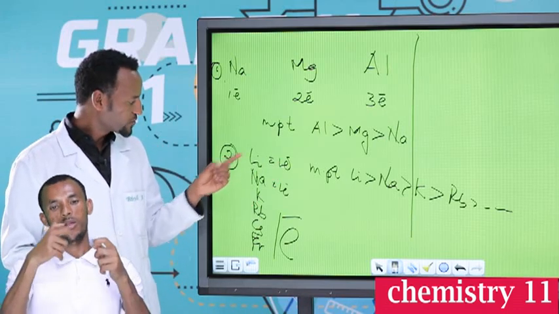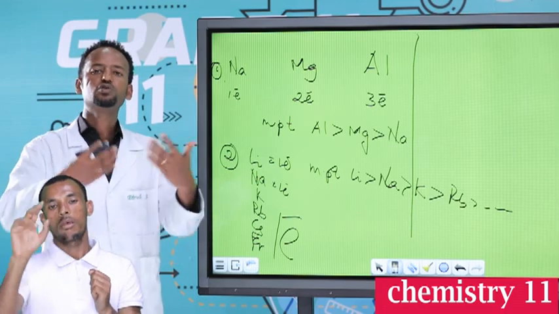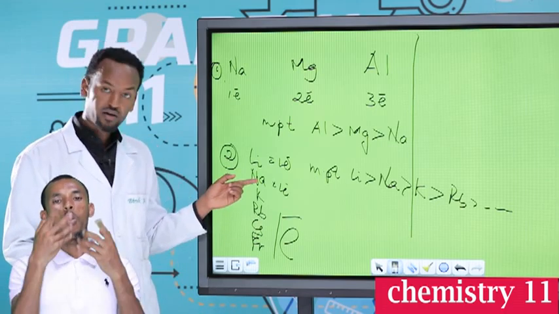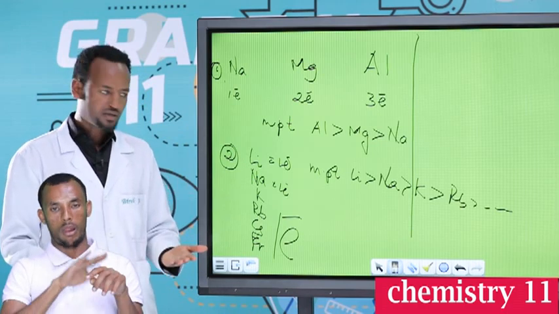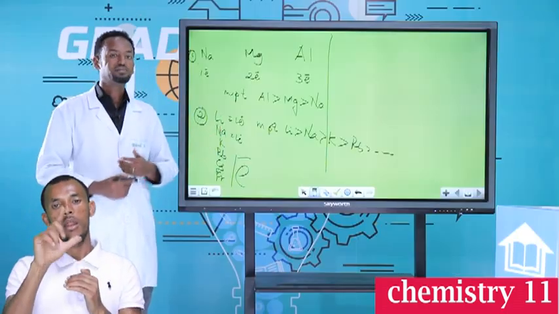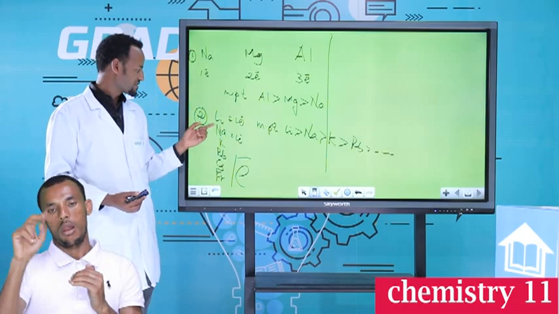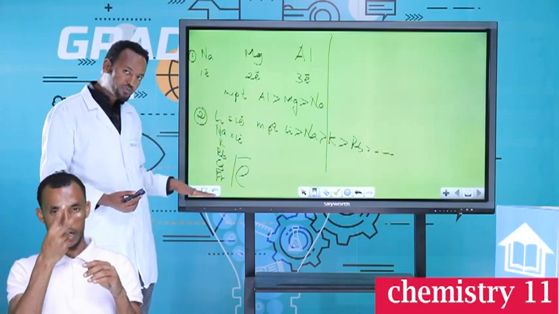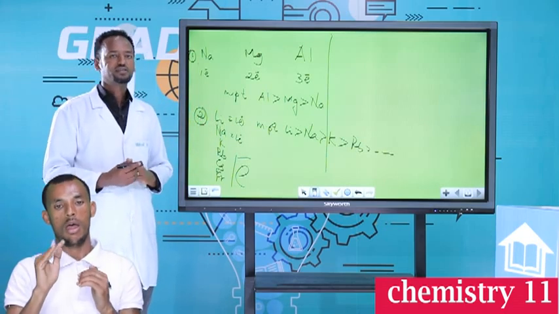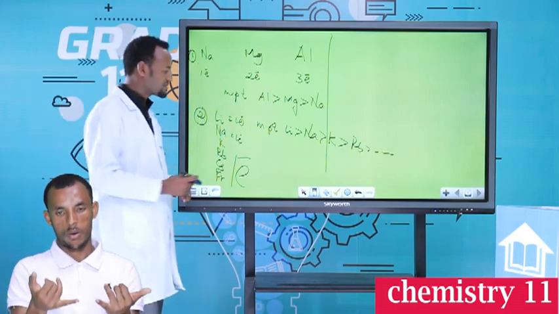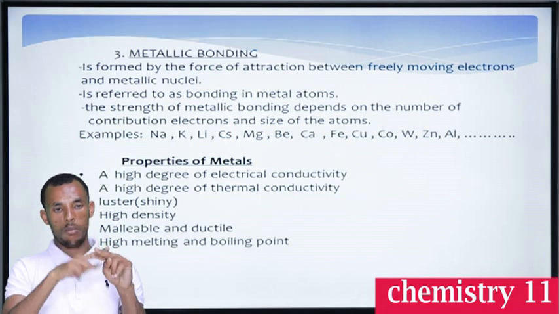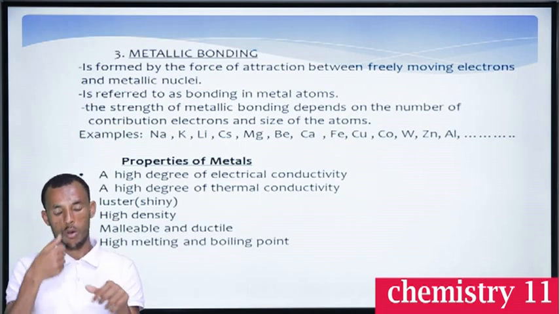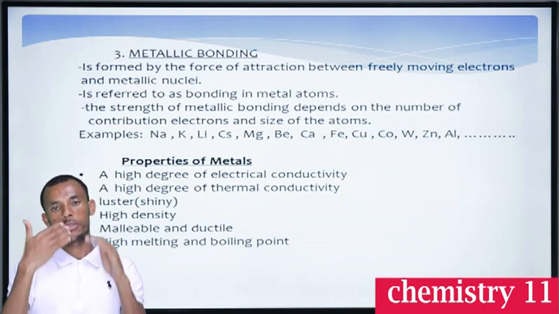Now, as compared to lithium and sodium, which one loses electrons more easily? Sodium. In metallic property, sodium is greater than lithium. In metallic property, potassium is greater than sodium. But in strength, lithium is greater than sodium. Simply, down a group, metallic strength decreases. The strength of metallic bonding depends on the contribution of electrons and the size of the atoms.